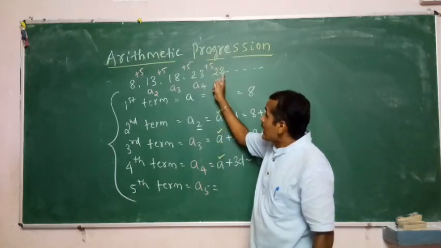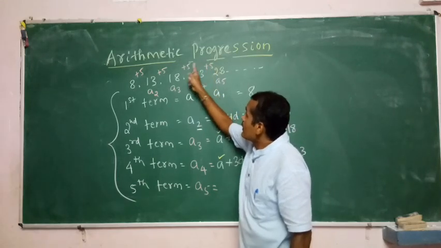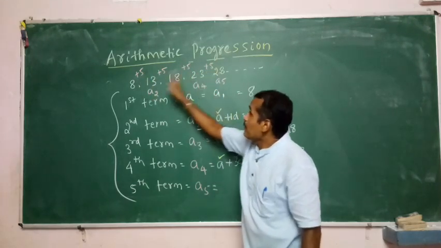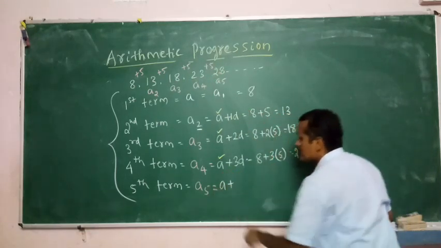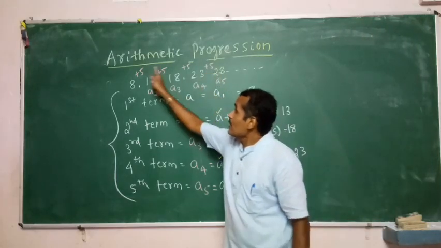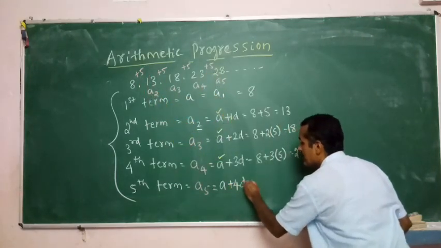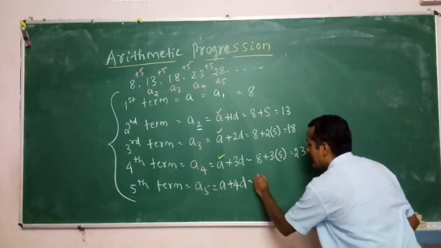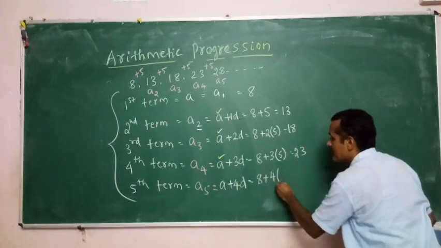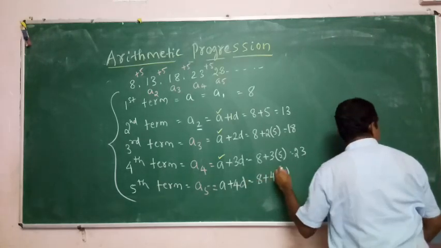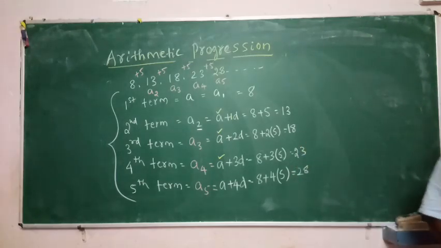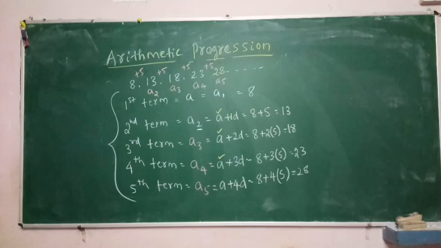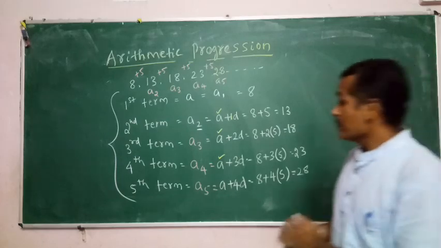To get this, how many differences are there? 1, 2, 3, 4 differences. 20 plus 8 is equal to 28. Right? A5 is equal to A plus how many times D? 1, 2, 3, 4. It is 4 times D. Here A is 8, and 4 times D is 20. So 20 plus 8 is equal to 28.